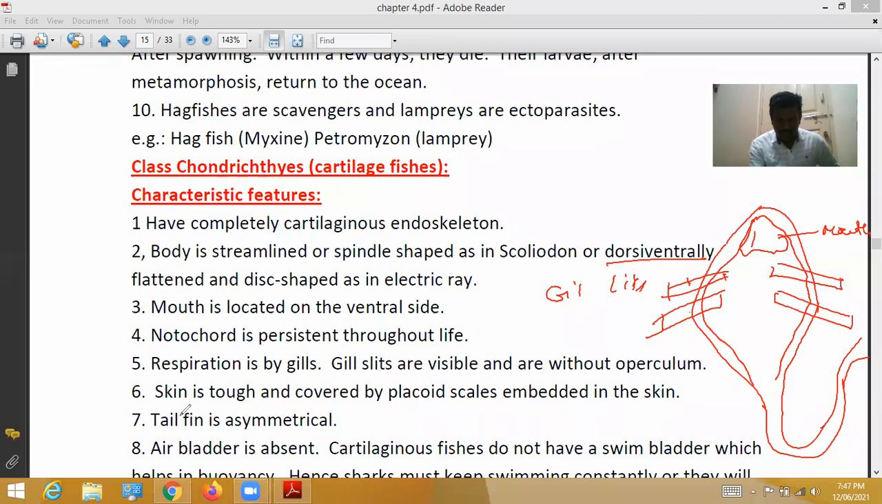Next, the tail fin is asymmetrical. This is called the tail fin. The tail fin is asymmetrical. The air bladder is absent. Cartilaginous fishes don't have a swim bladder.